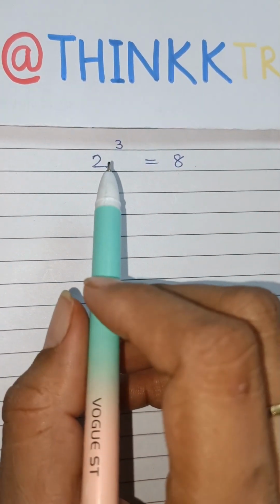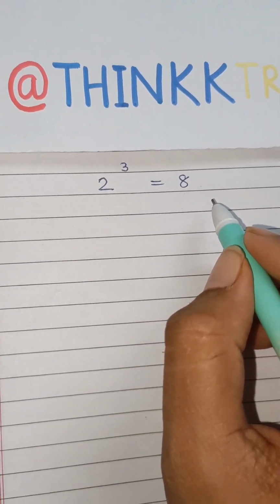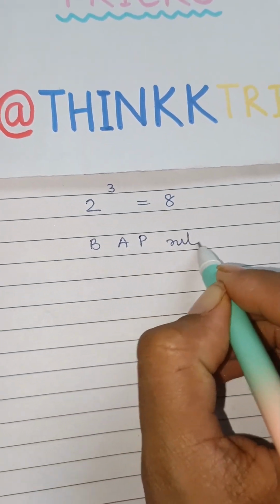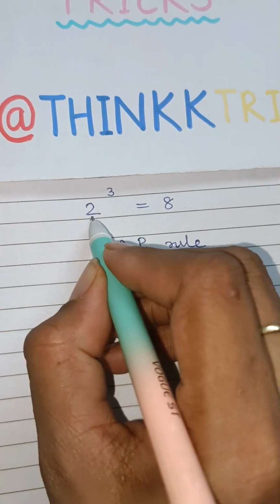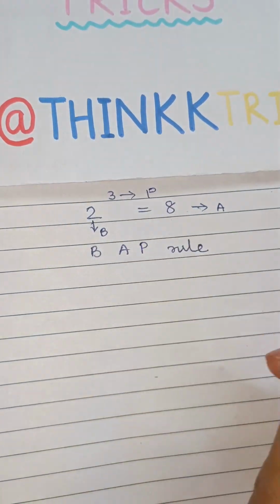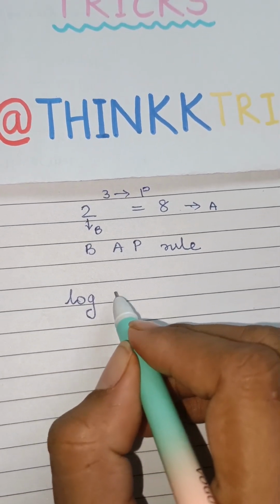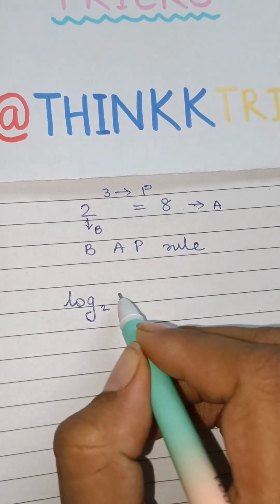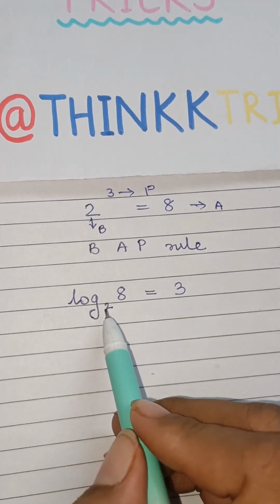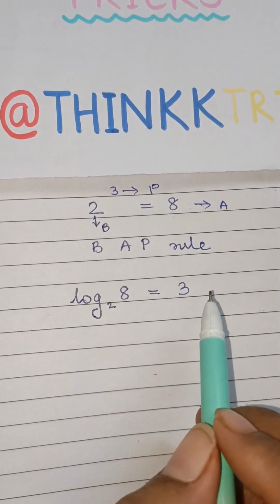Let us first understand how to convert an exponential statement into logarithmic form. So there is a simple rule called the BAP rule, where B stands for base, A stands for argument, and P stands for power. So we will write it as log of base, we will write here down, the argument we will write here up, and the power will come here. So you can see B, A, P. So log of 8 to the base of 2 is equal to 3.